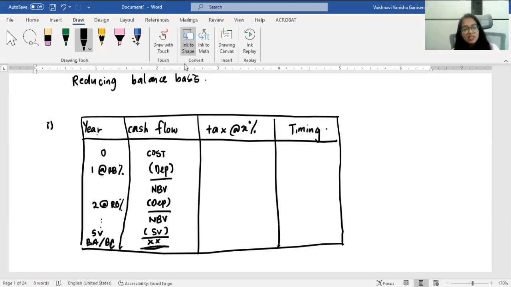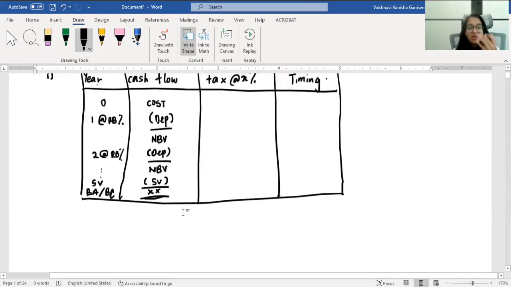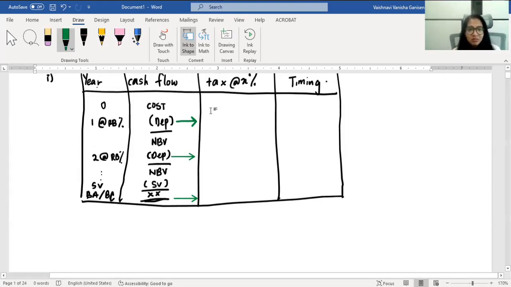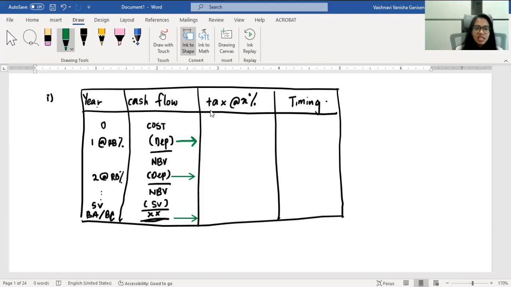Guys, I need to explain this to you. Whenever you want to calculate tax saving for the first year until the year before you sell it, the tax saving will be on the depreciation amount, so 30% on the depreciation amount. In the final year, the year where you sell, the tax saving will not be on the scrap value, it would be on the balancing allowance or balancing charge. Now, this column here is a tax saving.